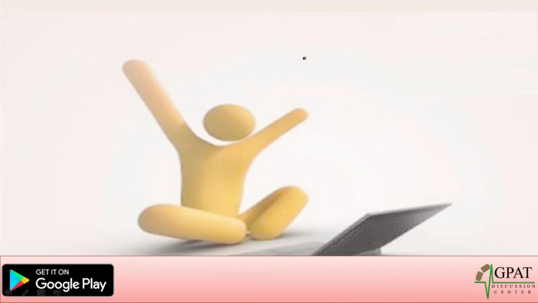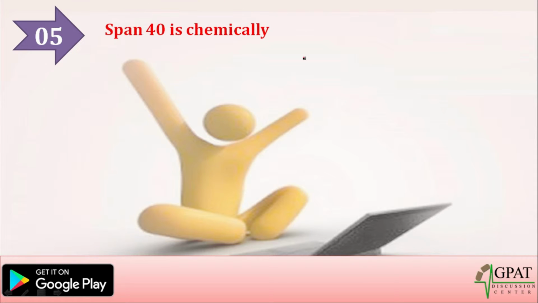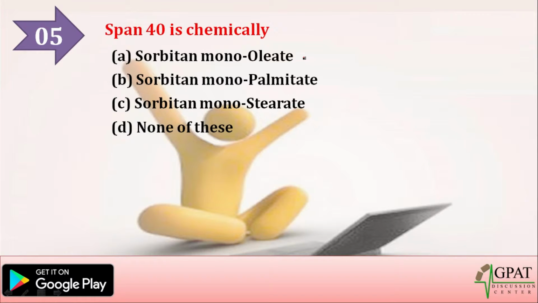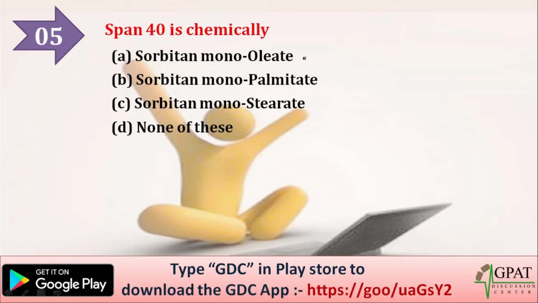So coming to the next question: Span 40 is chemically, and the options are: option A, sorbitan monooleate; option B, sorbitan monopalmitate; option C, sorbitan monostearate; option D, none of these. So the correct answer is sorbitan monopalmitate. Span 40 is chemically sorbitan monopalmitate. Let's discuss in detail.